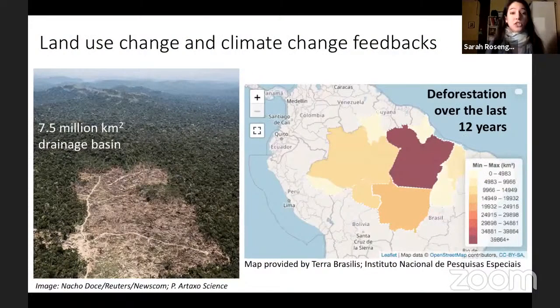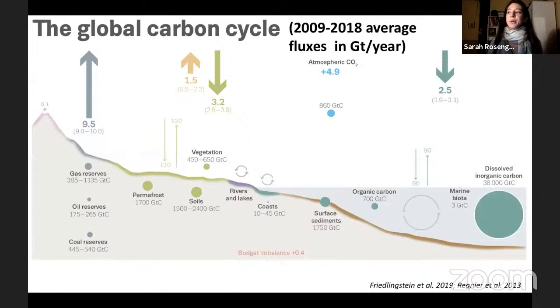And this landscape is changing really fast. The drainage basin is 7.5 million square kilometers, and it's changing a lot due to deforestation, land degradation, and climate change feedbacks, some of which have been intensifying in recent decades. So when we step back and look at the carbon cycle, we can begin to understand what important role the Amazon plays in that.